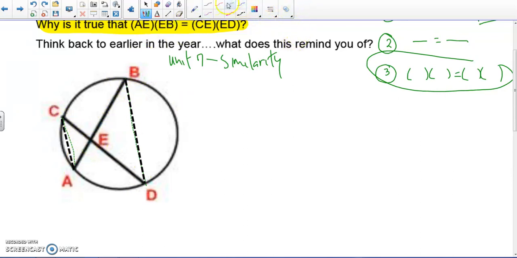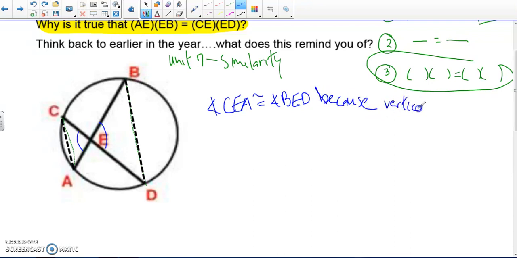So now remember, to prove triangles are similar, we need angle-angle. So I guess the first thing I see is that we have a bow tie proof. We have one pair of angles right there. So I'm going to start off this proof by saying angle CEA is congruent to angle BED because vertical angles are congruent. That's one of our two angles.